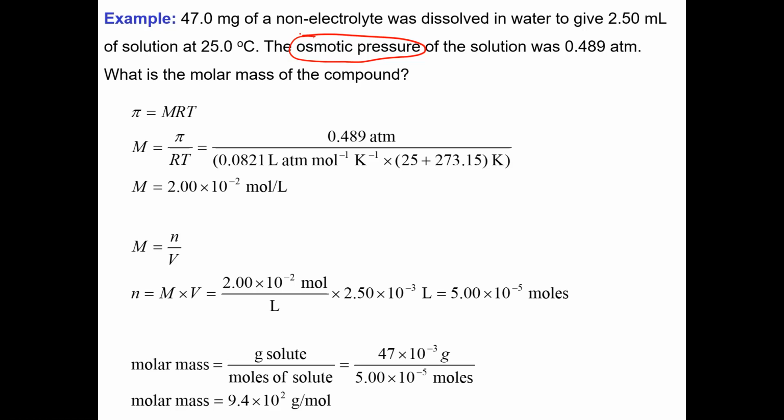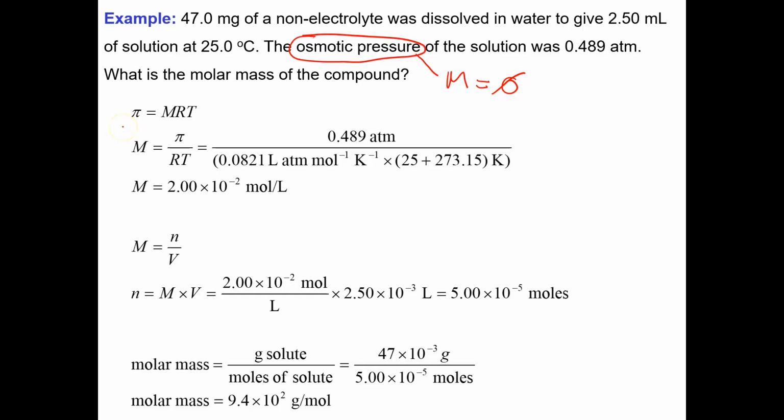So this one says we have 47 milligrams of a non-electrolyte, that's just telling us that i is equal to 1, was dissolved in water to give 2.5 mL of a solution at 25 degrees Celsius. The osmotic pressure of the solution was 0.489 atm. What is the molar mass of the compound? So this is a classic one where they don't mention a second solution. So the molarity of our second solution just has to be assumed to equal 0.